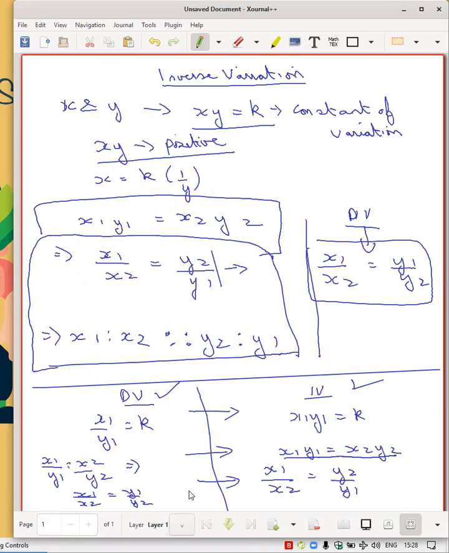Okay, thank you, sir. Just remember, inverse is product, whereas direct is division. So if you remember that, it's very easy to solve these. So could you please repeat, inverse is what? Inverse is a product. It's a product of the two variables, x1 into y1. Whereas in direct variation, it is the division of both, x1 upon y1. Okay, sir. Okay, thank you.